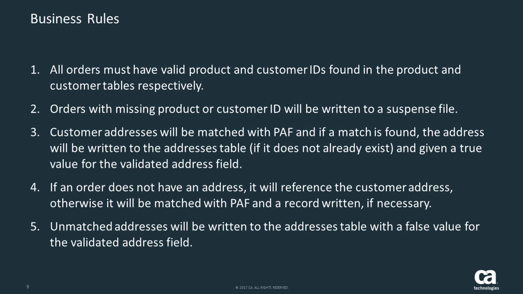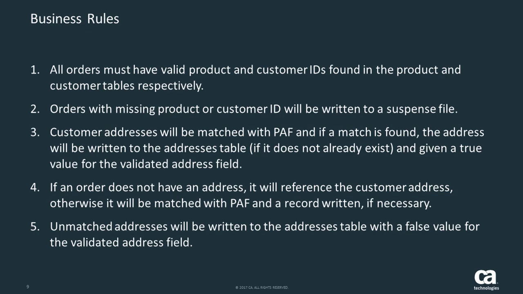Firstly, all orders have to have a product ID and a customer ID to match and to look up product and customer information in the other two tables. Any orders with missing product or customer IDs will be written to this suspense file, so they'll be analysed separately. The order quantity information will be stored in the sales table when it's generated.